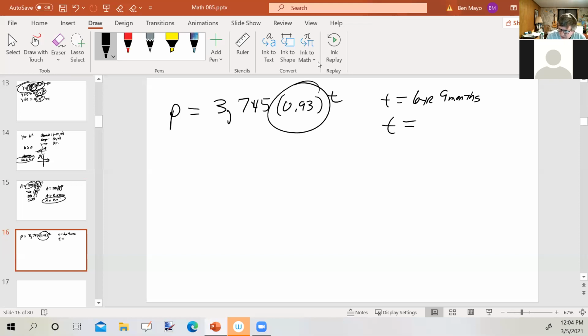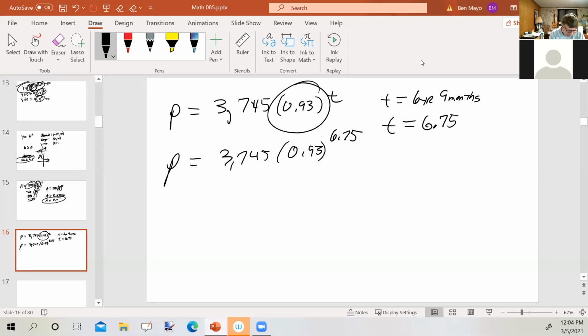Okay. Now, we want to find the population after 6 years, 9 months. So converting 6 years, 9 months into years, that would be 6 point what years? Okay, 9 months is what fraction of a year? 3/4. Right. So as a decimal, what would it be? 0.75. There you go, 6.75. Excellent. Okay. So P is 3745 times 0.93 to the 6.75 power.